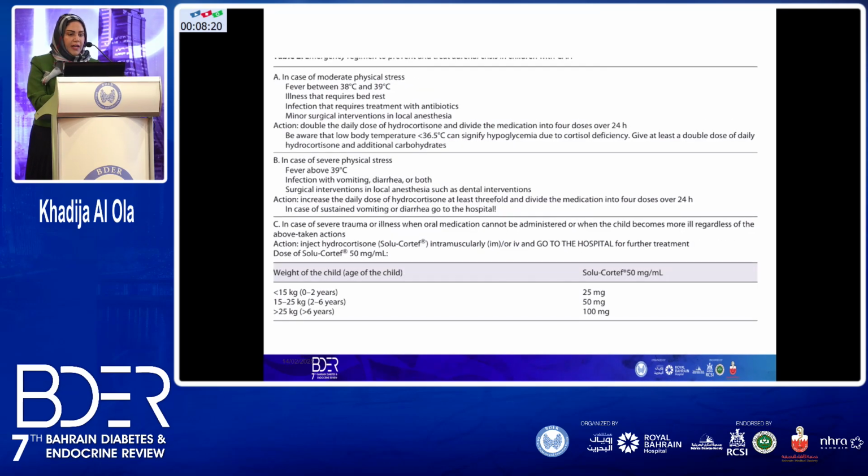Very, very important for any child that we explain to the parents the sick day rules, in case there is moderate stress or severe stress, to double and triple the doses. And if there is a severe stress like a trauma, to give the stress dose. There is an injection that should be given to the children at home. Unfortunately, we are not doing this practice in Bahrain. It is to be used during the stress, like sometimes the patient might be in shock or hypoglycemic, and to be taken to the hospital immediately, especially those patients who cannot take oral medication due to vomiting.